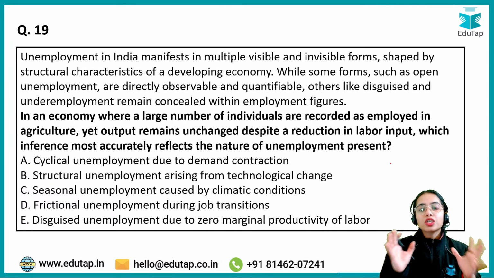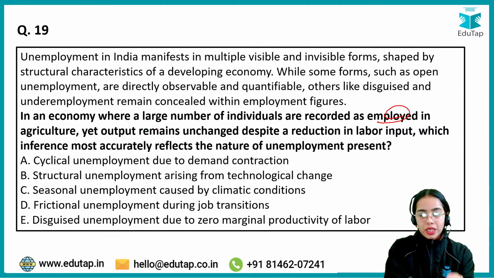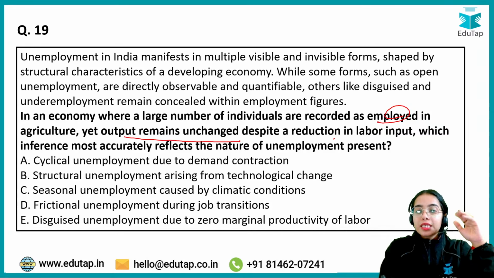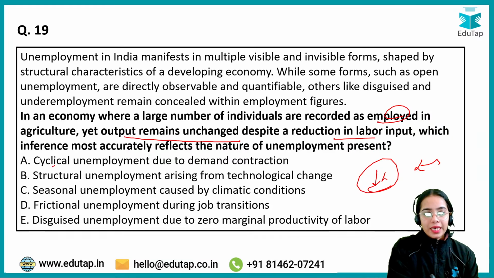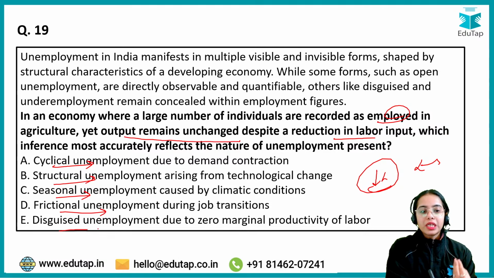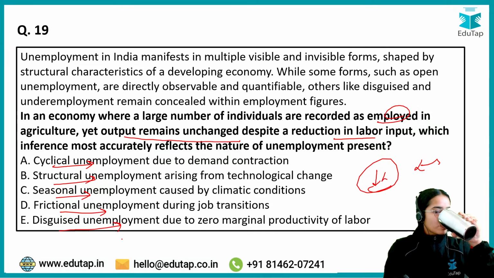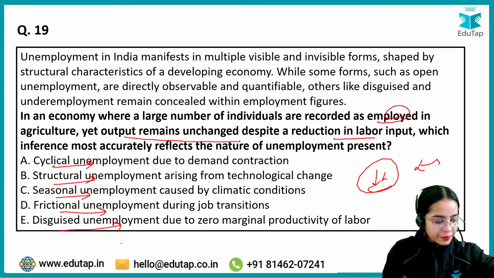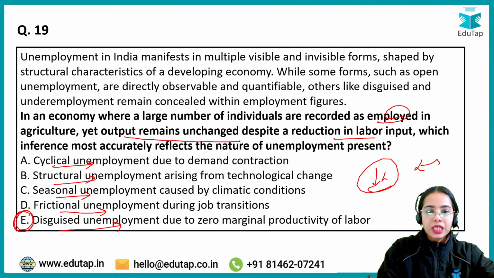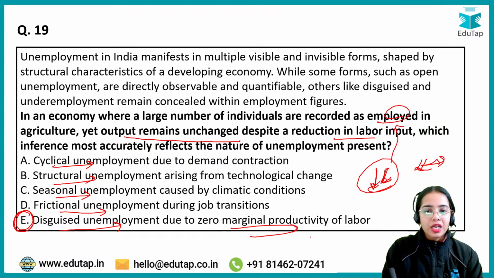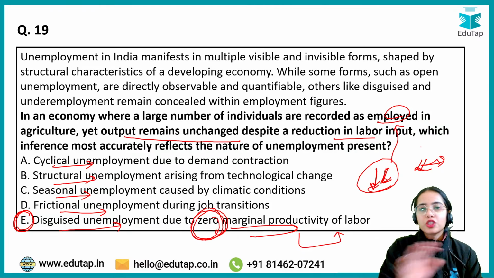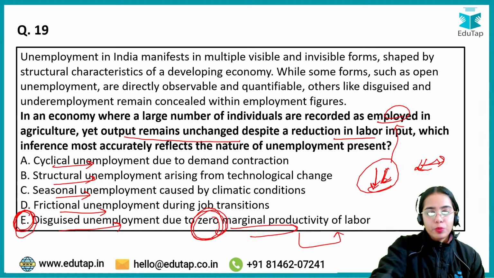Next is, in an economy where a large number of individuals are recorded as employed in agriculture, yet output remains unchanged even if there is a reduction in labor. Even if labor is reduced, output is the same. That means many of the people employed in agriculture, what kind of unemployment was there? Cyclical, structural, seasonal, frictional, or disguised unemployment? So disguised unemployment. Even if the number of laborers is reduced, the output will remain the same. That means a higher number of laborers are employed that are not adding anything to production. Their additional productivity of labor is zero. Even if we reduce the labor, there is no change in output. So people were disguised unemployed before.